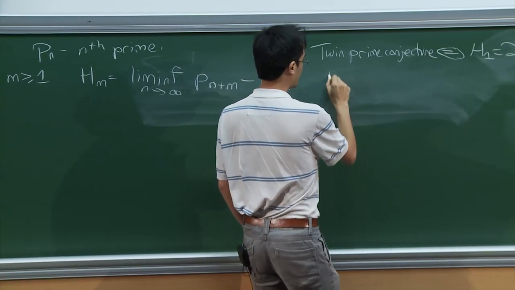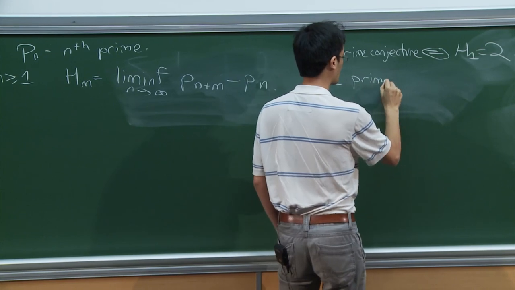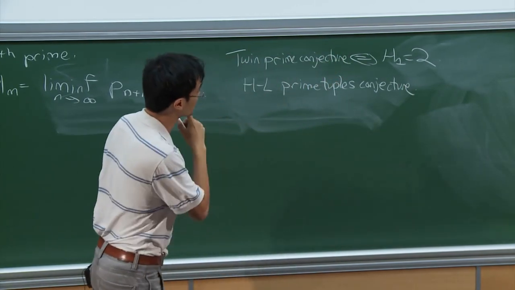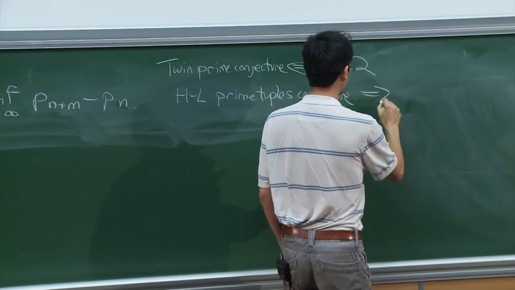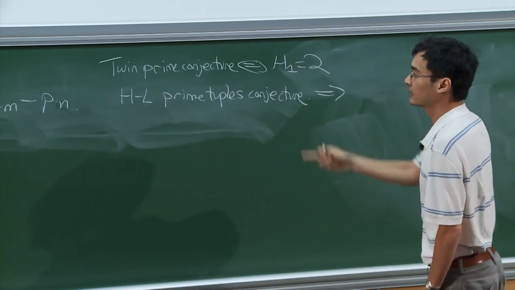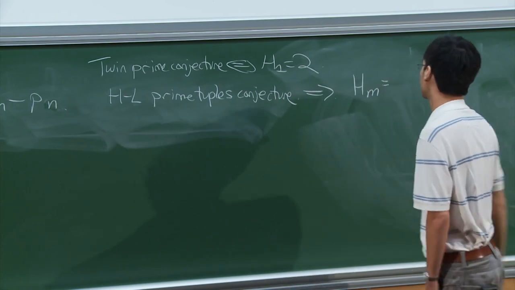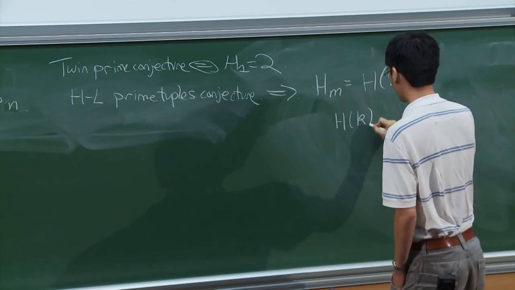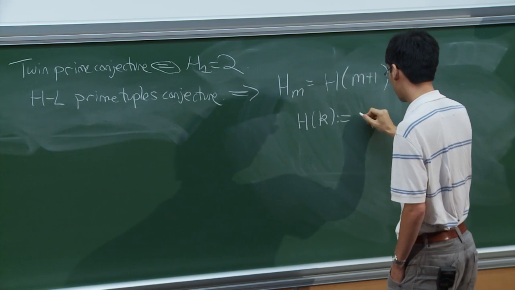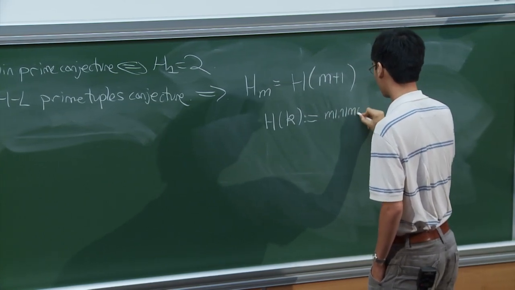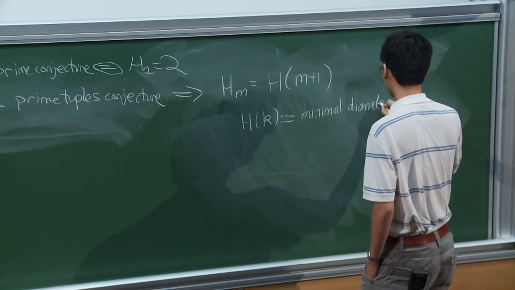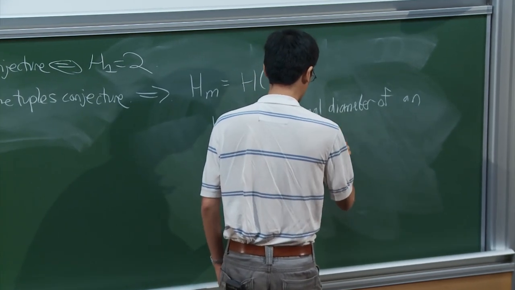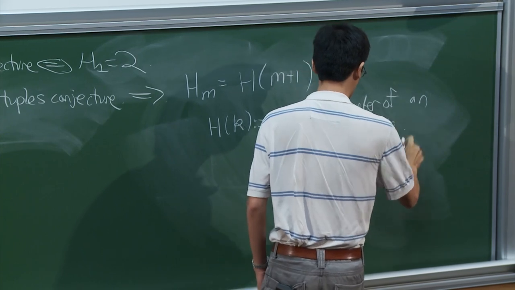More generally, the Hardy-Littlewood prime tuples conjecture, which generalizes the twin prime conjecture, would imply as a special case that the higher Hm's should be equal to h of m plus 1, where h of k is defined to be the smallest diameter, minimal diameter, of an admissible k-tuple h1 up to hk.